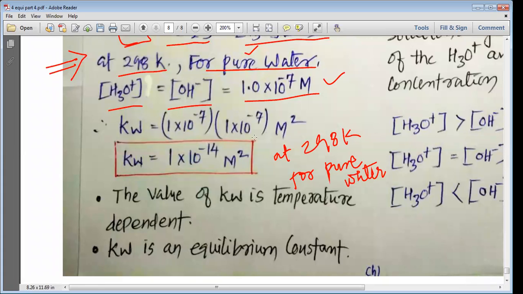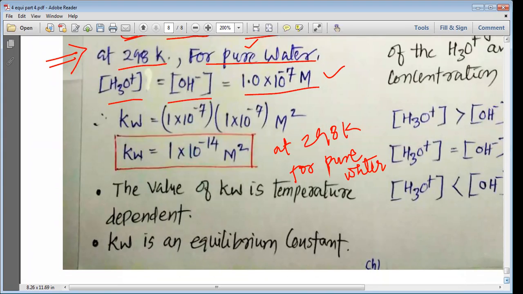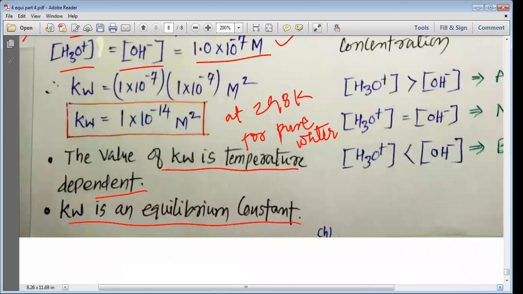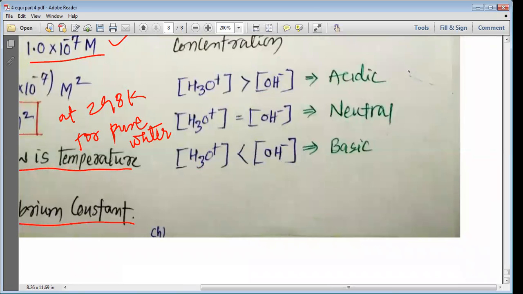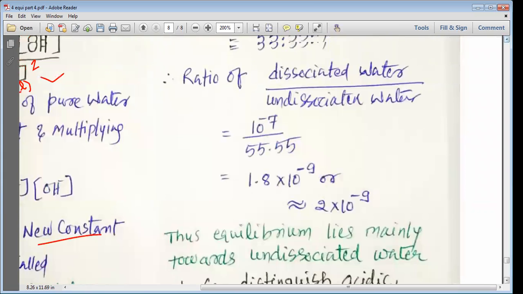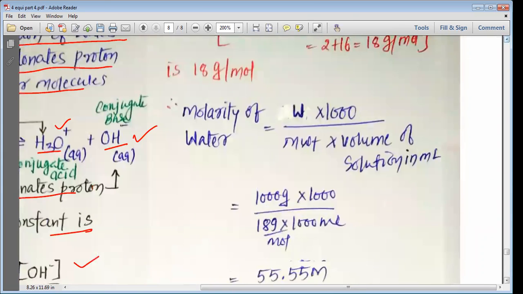So this is how, my dear students, we understand the ionic product. The value of Kw is temperature dependent. Remember that the value of Kw, or ionic product, is temperature dependent. So the value of Kw changes as the temperature changes, and we are well aware that Kw is an equilibrium constant. So please remember that Kw, or ionic product, is an equilibrium constant and its value changes when the temperature changes. Now let's move forward and understand.